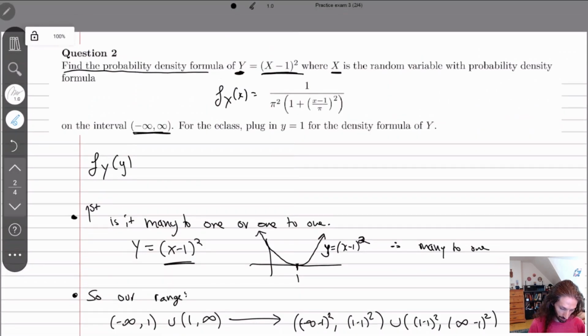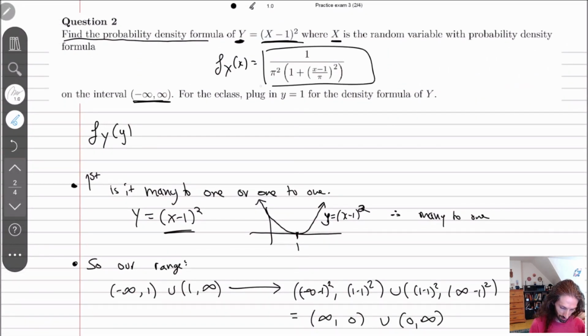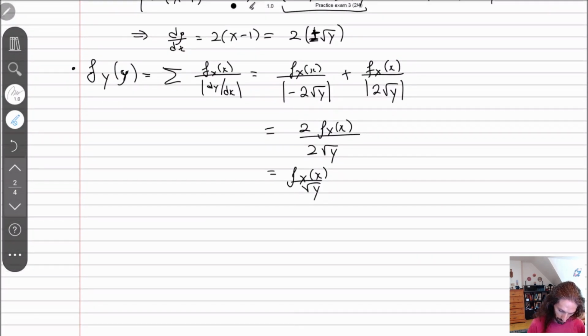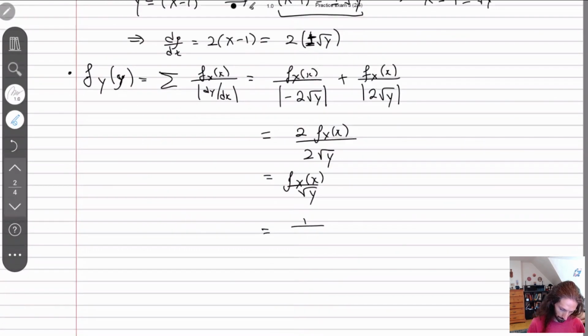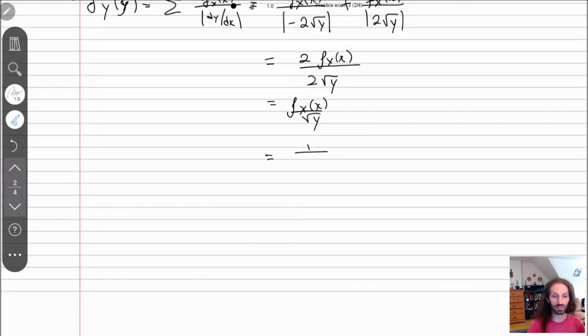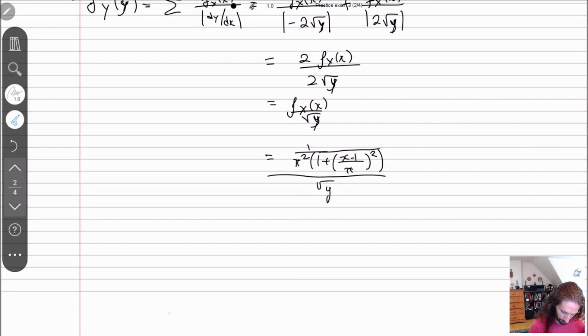So looking at our f sub X of x, we just need to take this and plug it in. So this is equal to 1 over, I have it written down here on the side, so I'll just use this: pi squared times (1 plus (x minus 1) squared). These should be little y's. Pi squared, yeah, there we go. And then all of that is over the square root of y.